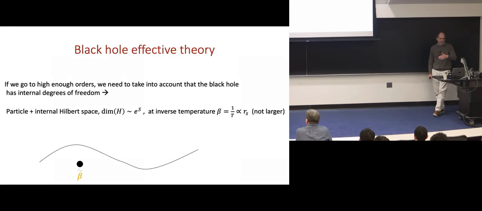And if you go to high enough orders, you need to take into account that the black hole has internal degrees of freedom. The simplest effect is that the black hole can get deformed, and you might have some tidal deformation of the black hole, etc. So you should think of it as a particle with perhaps some internal degrees of freedom. And of course, the internal degrees of freedom are at some temperature that has to do with the size of the black hole. So the effects of the temperature cannot be treated using the long distance effective theory because they are the same size as the black hole.